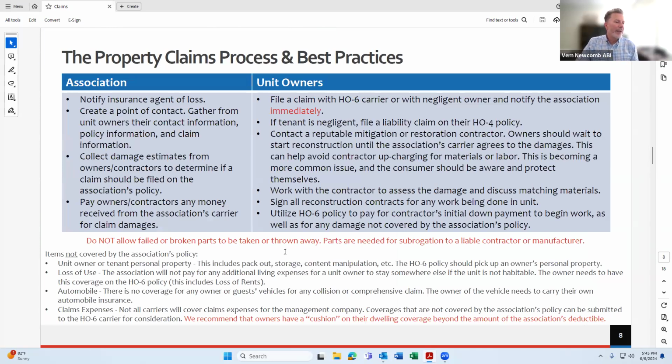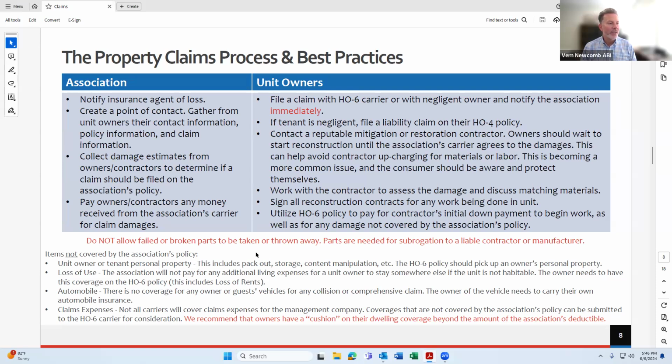So when it comes to a property claim, both parties have to be involved in this process, even if the claim is perceived to be below the deductible from the beginning. So we have the association, we have the unit owners, and we'll start with the unit owner. Water damage occurs in their unit. First thing they need to do is notify the association immediately. They need to contact their HO6 carrier as well. If it's a tenant, a renter, then again, the association needs to be identified immediately.